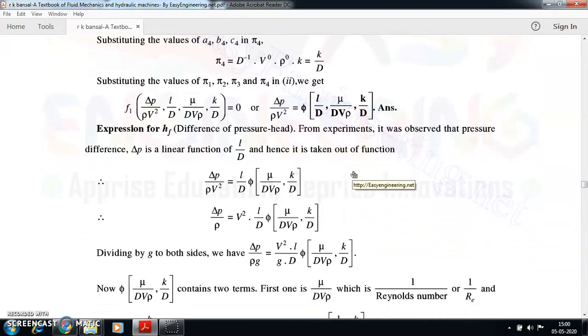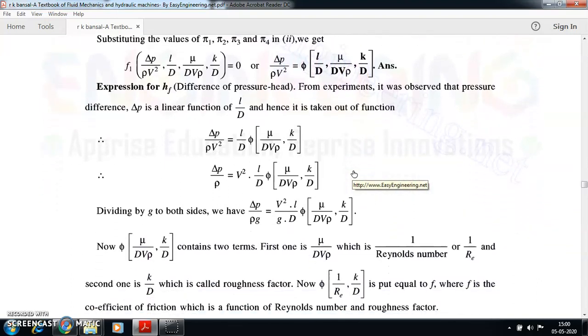But with the help of this, we are going to find out the head loss, or the loss due to friction inside the pipe. We find the expression for h f, one of the important equations in fluid flow dynamics, the loss due to friction. From experiments, it is observed that the pressure delta P is a linear function of L by D. So it varies linearly, so this function phi has no meaning with respect to L by D. So I can take L by D outside the function.